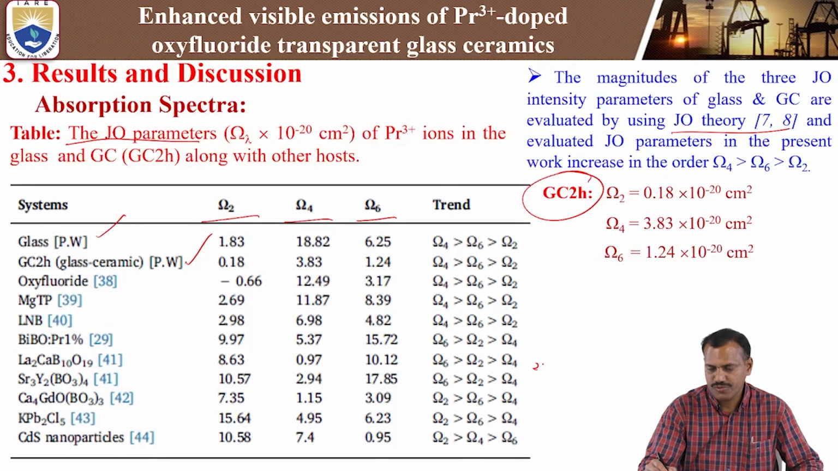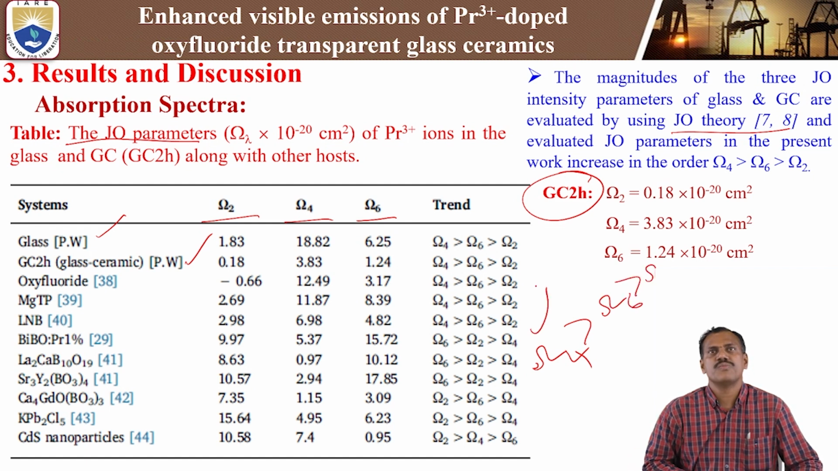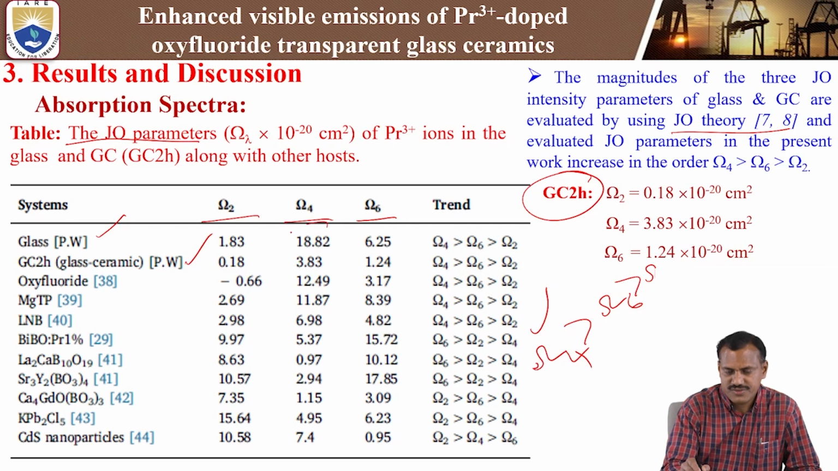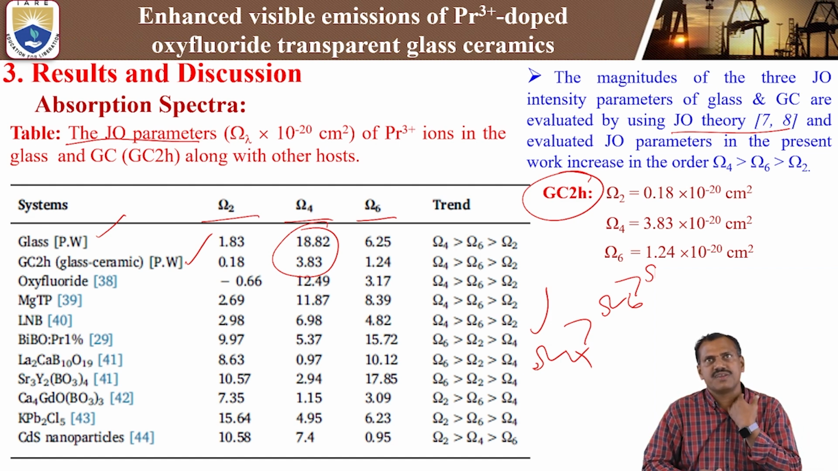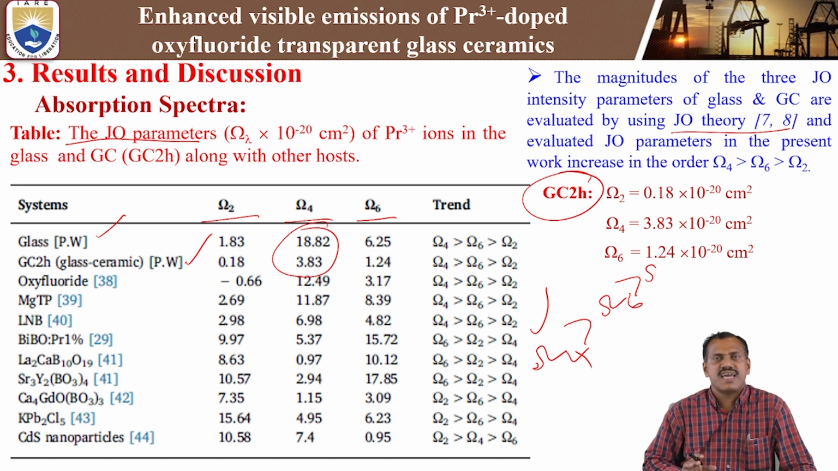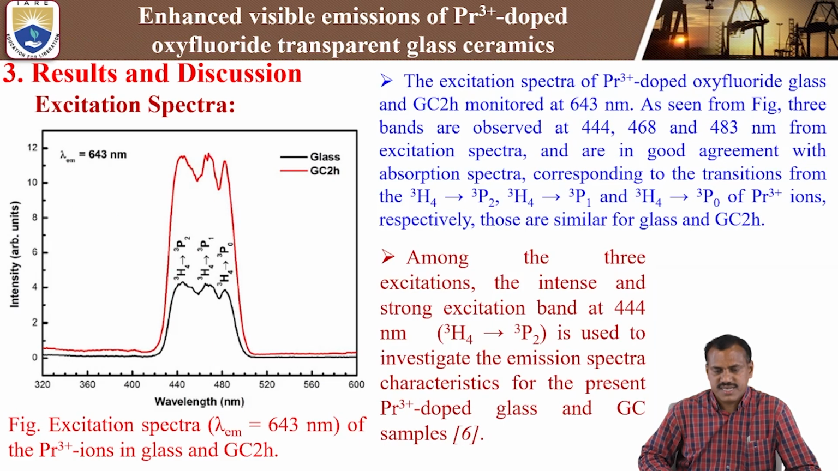See here, omega 4 is greater than omega 6, and omega 6 is greater than omega 2. You are observing the higher value for omega 4, compared to omega 2 and omega 6. This indicates higher rigidity and higher covalency around the praseodymium 3+ doped glass environment, surrounded by the ligand elements. So that is mainly the source of the high rigidity and covalent bonding, particularly in the case of praseodymium 3+ doped oxyfluoride transparent glass ceramics.